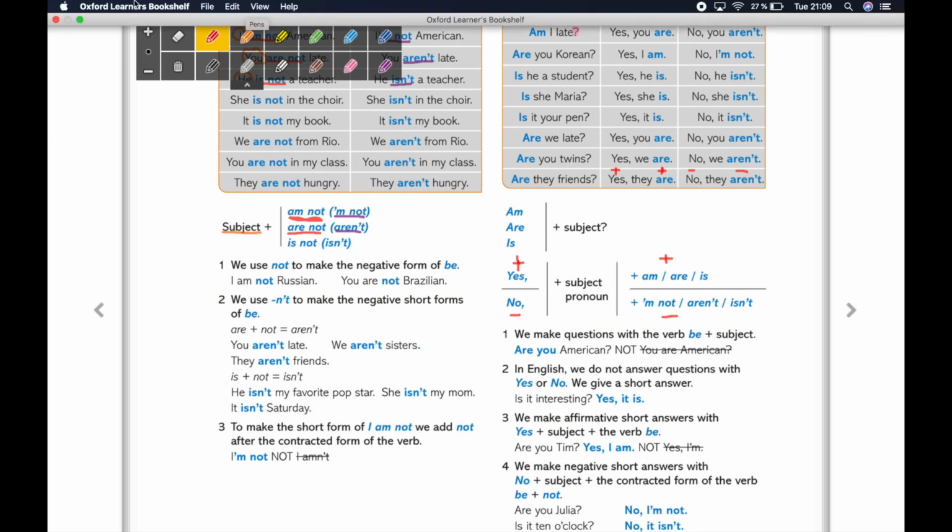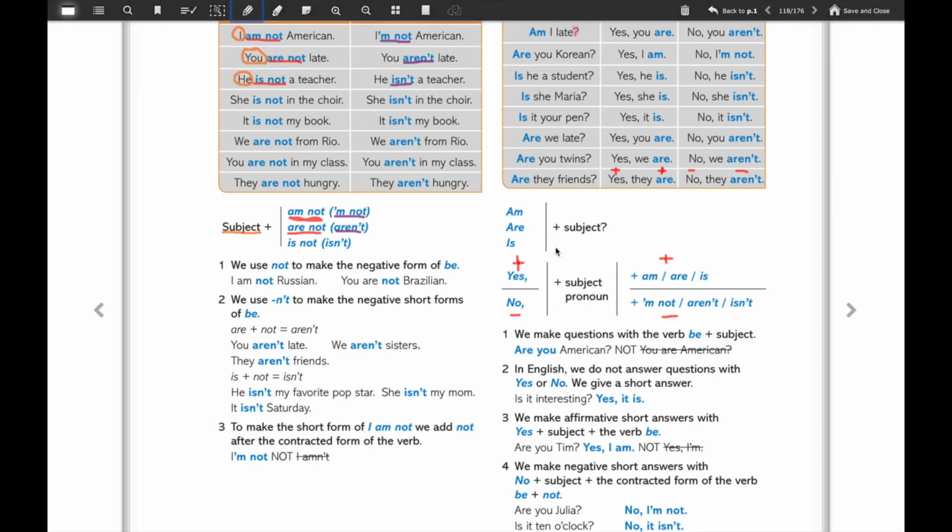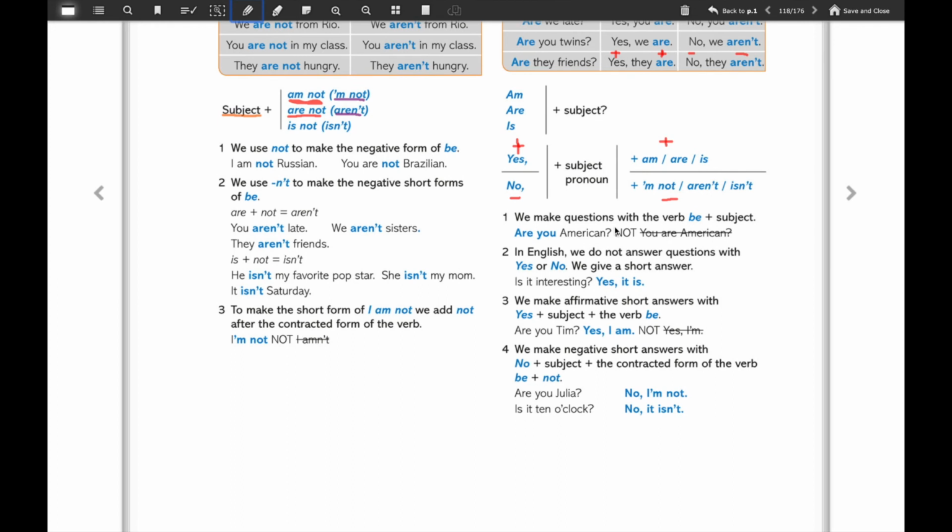Okay. Rule number one says we make questions with the verb to be plus subject. Example, are you American? Not, you are American. Why? You cannot put you are American because this kind of sentence is a positive sentence. ¿Qué es lo que yo estoy preguntando acá? ¿Tú eres americano? Pero yo necesito preguntar. Esto es una oración afirmativa. ¿Eres tú americano?